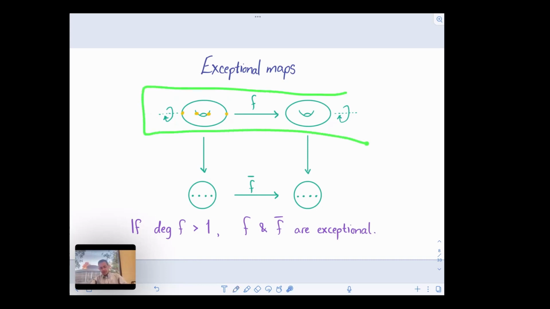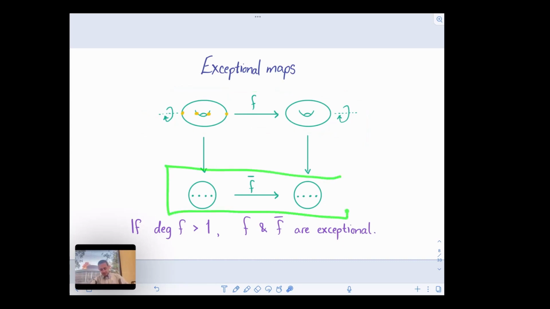A branch cover F of the torus to itself descends to a branch cover of the sphere with 4 marked points over itself. When the degree is bigger than 1, both of these maps are called exceptional. So exceptional maps for us are either higher degree maps of the torus or the corresponding map you get by quotienting by the hyperelliptic involution. Every linear map of the torus commutes with negative the identity, so it descends.